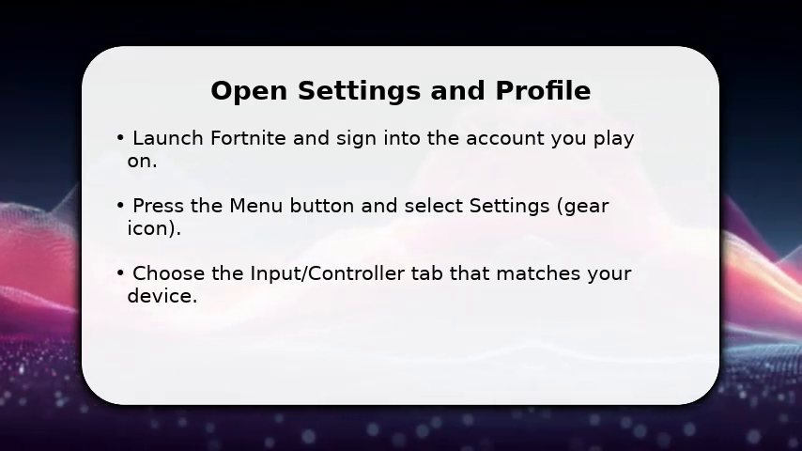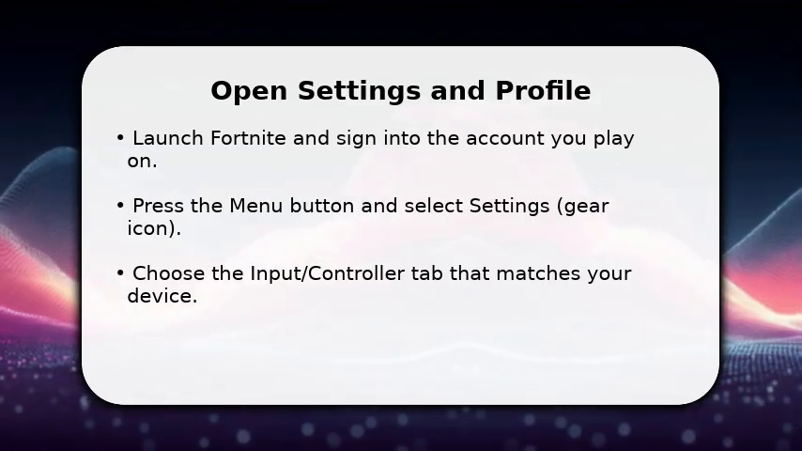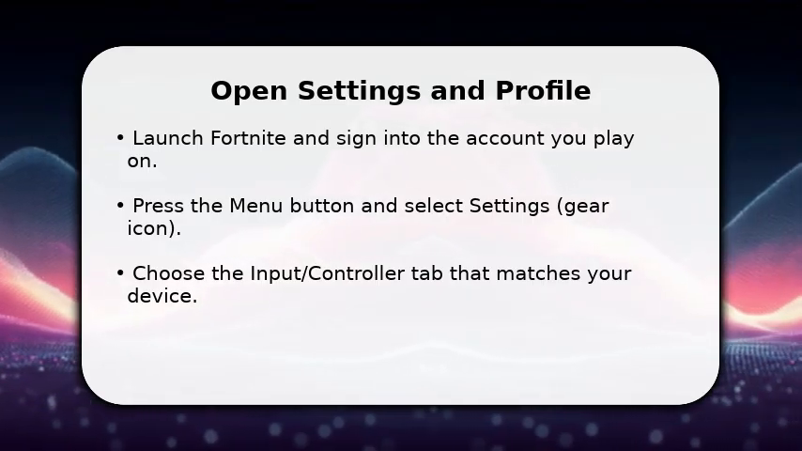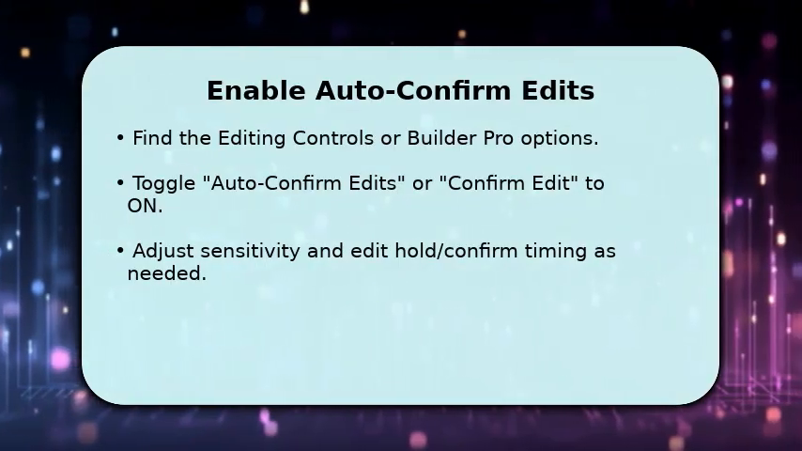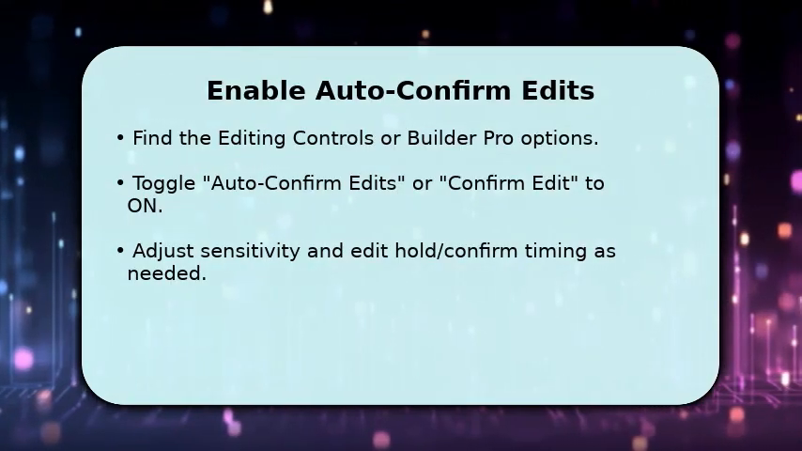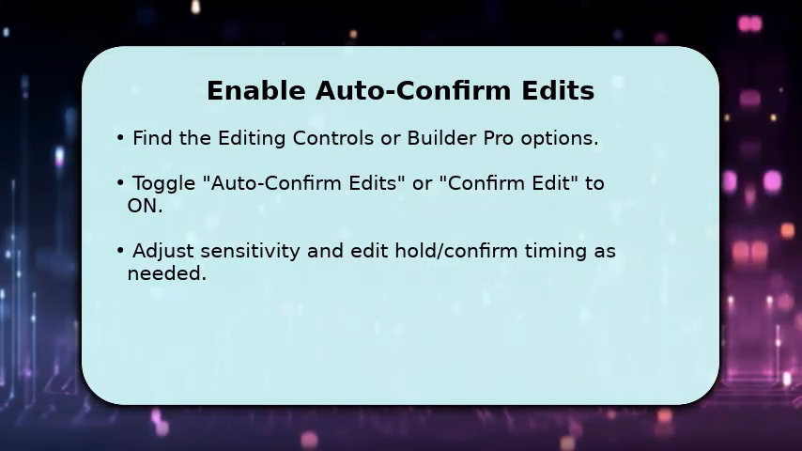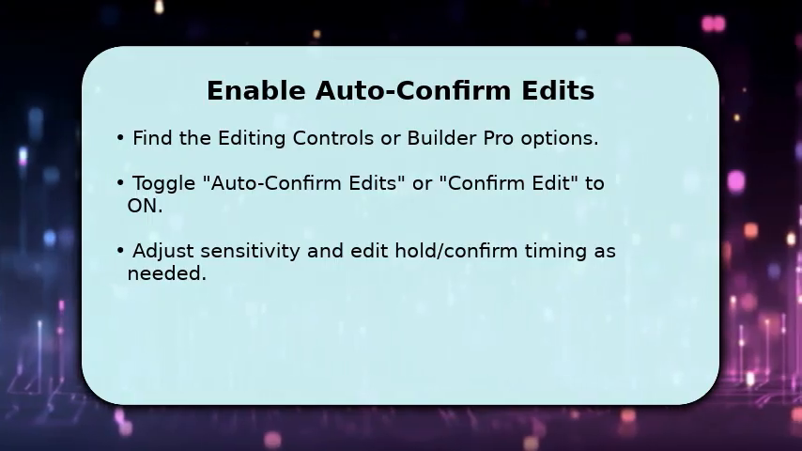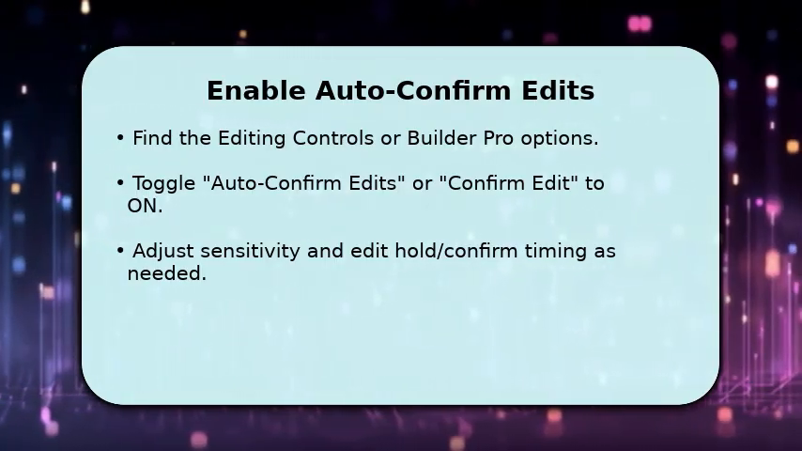Next, locate the editing controls or Builder Pro section to reach the edit toggles. Now you're inside the editing controls. Scroll to the auto-confirm edits or similar setting. Flip that toggle on so edits register automatically when you complete an edit action. While you're here, tweak edit sensitivity and any confirm on release timing so the auto-confirm feels natural for your playstyle.